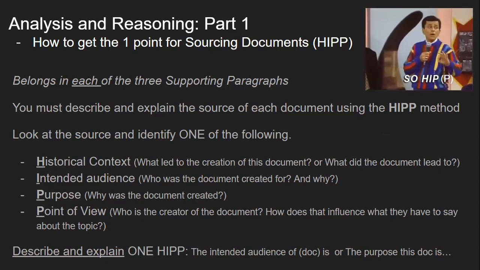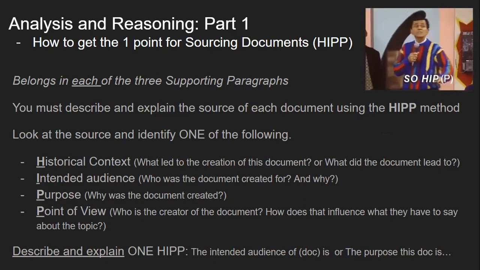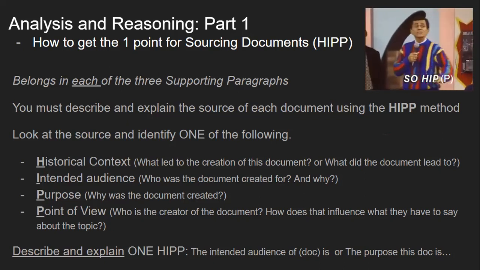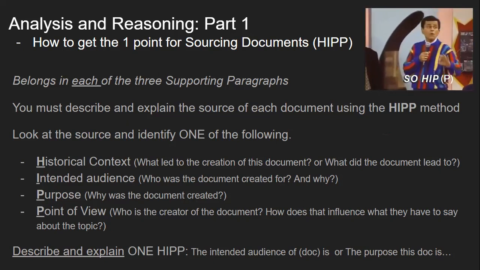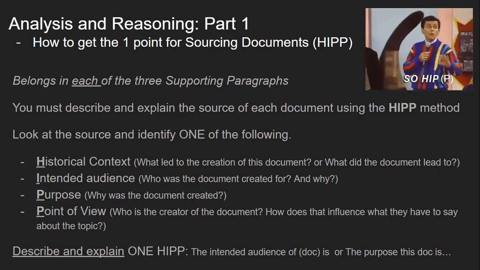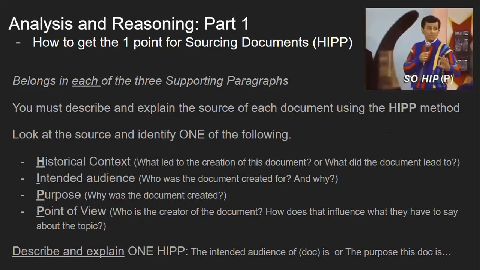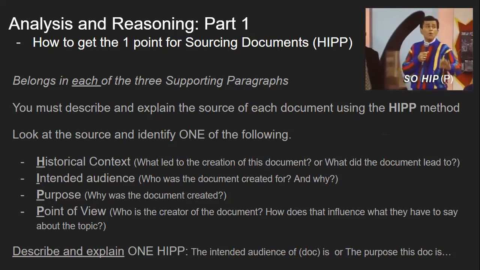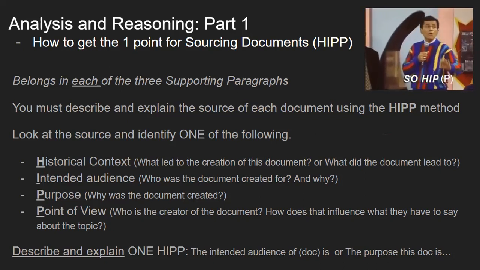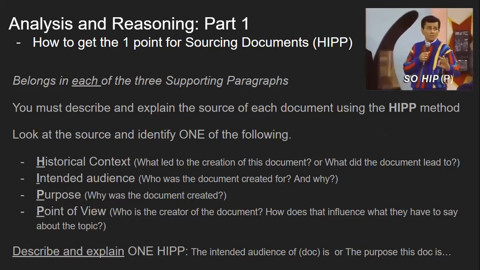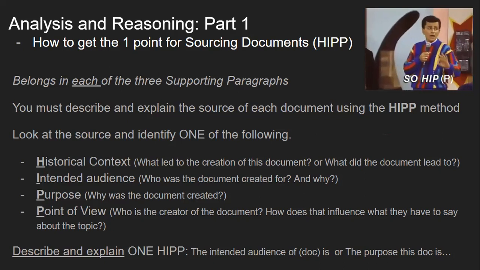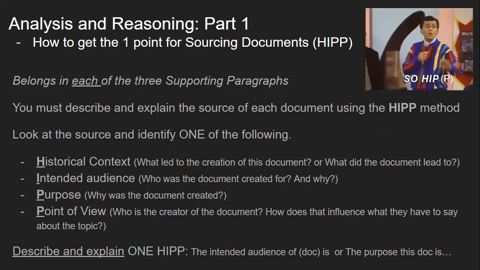So what does each one of these mean? For historical context, you have to talk about what led to the creation of this document, or what did this document lead to? So let's use this made-up document that I keep referring to. You're in your 3rd paragraph of your essay, your 2nd supporting paragraph, and you're using document number 4, which is a speech given by a California progressive politician who is advocating for allowing the people of California to be able to recall elected officials who they think should be removed from office prior to the election, right?